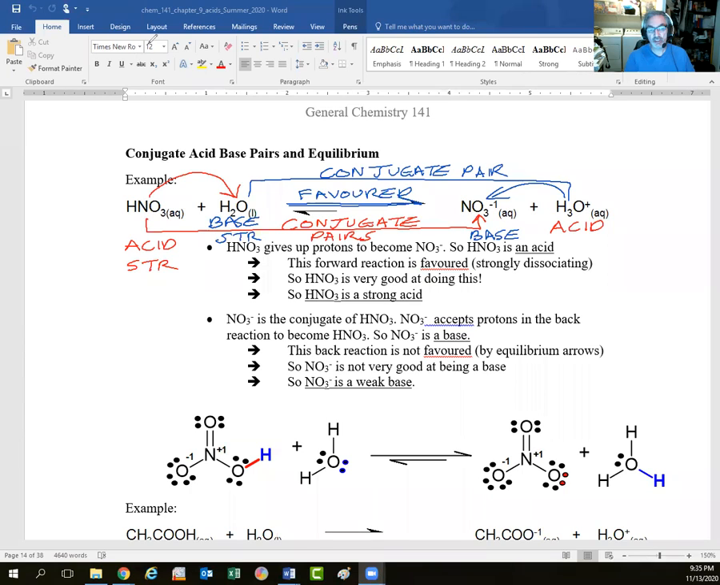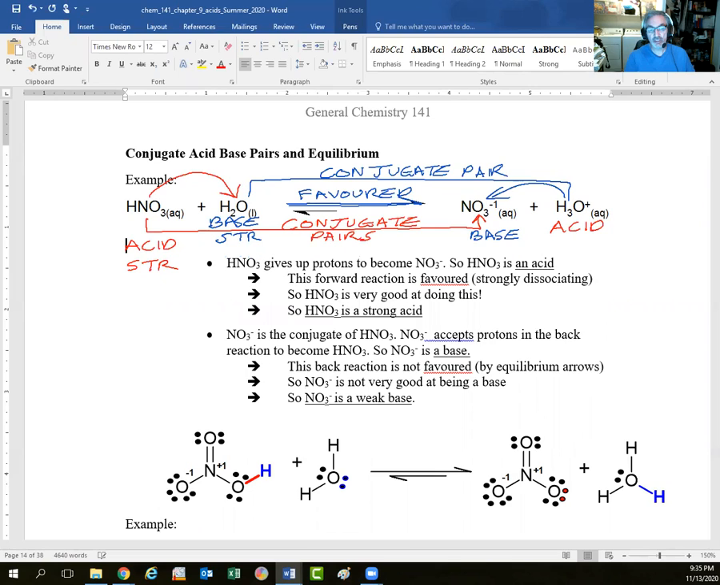Let me just give myself a bit of room here. Make it a bit less cluttered.